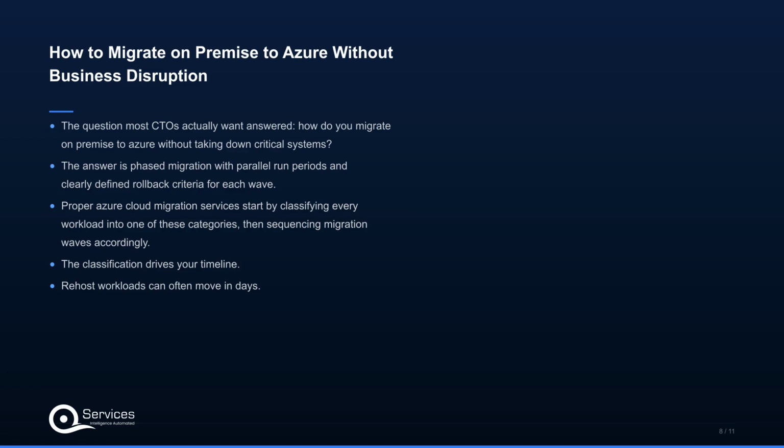There are 4 primary cloud migration approaches: rehost, replatform, refactor, and retire. Proper Azure cloud migration services start by classifying every workload into one of these categories, then sequencing migration waves accordingly. The classification drives your timeline. Rehost workloads can often move in days. Refactor projects can take months per application.